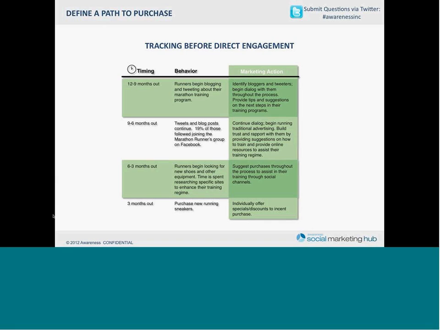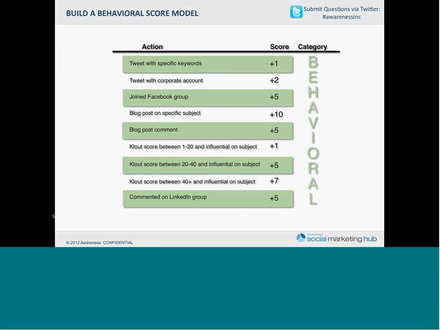So you can see, before this runner even knows who we are, we're tracking direct engagement. Before this person even knows that there's potentially an offer for shoes that we're going to sell, and I know it's a very basic, simple example, and I'm hoping you can apply this to your own company. But you have the opportunity to identify who these people are, attract them before and introduce them to your brand before they really have a solid sense of what's happening with it. And that's part one, defining the path to purchase. Part two is build a behavioral score model.